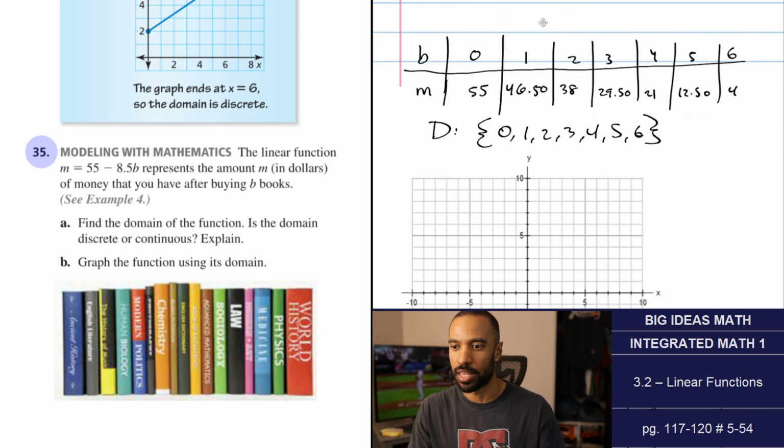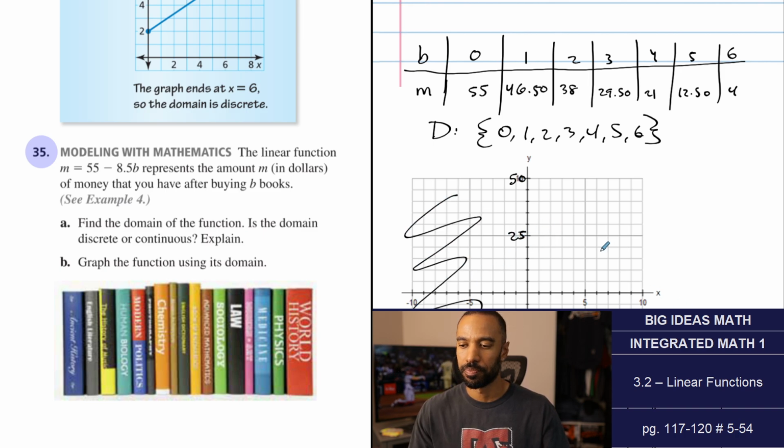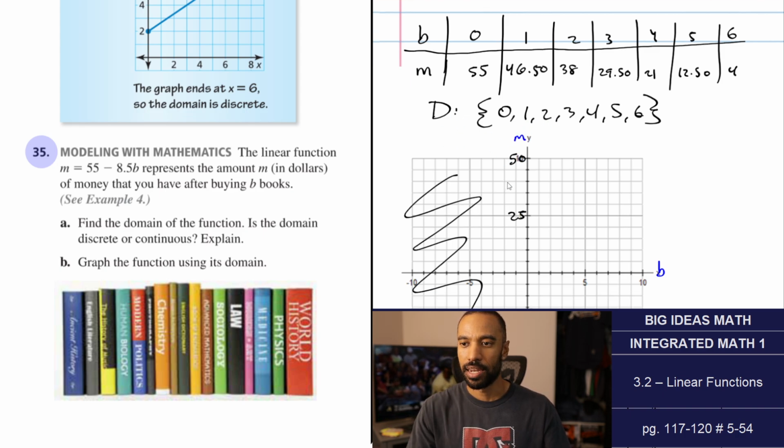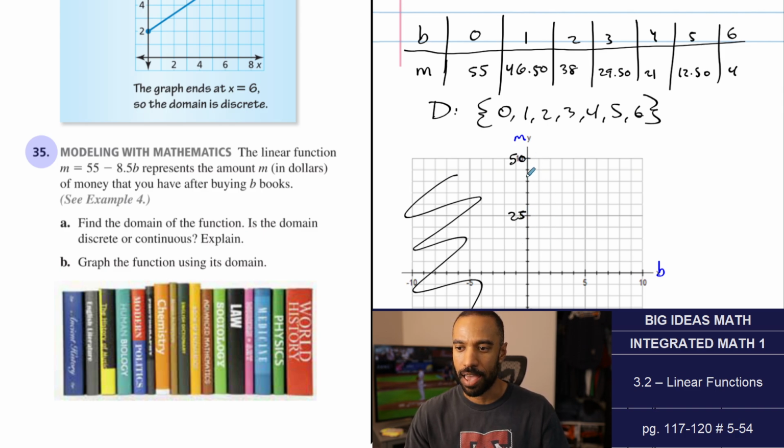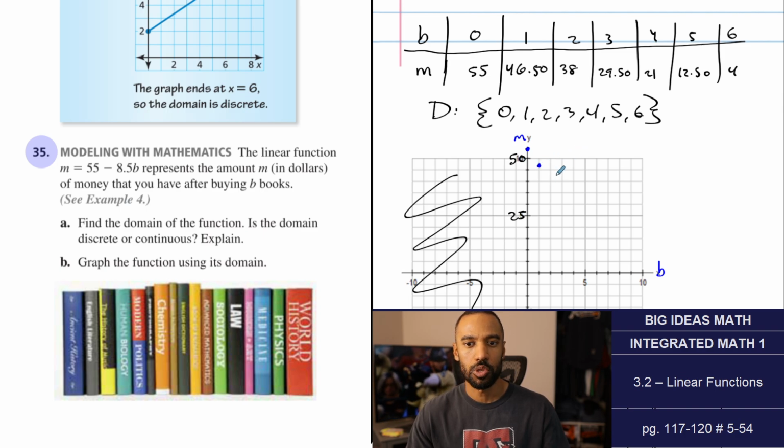We're just going to have to understand that this point will go a little bit off the edge for this one. So this is actually 50, and this is 25, etc. X is going up by 1s. So when x is 0, b, this is b, this is m. And when b is 0, m is 55. If these are going up by 5s, 40, 45, 50, 55 is a little bit off the graph, but we're going to have to deal. After one book, it's 46.50. Now 45 is right here, 50 is right here. 46.50 is a little closer to 45 than it is to 50, so I'm going to plot it right there.